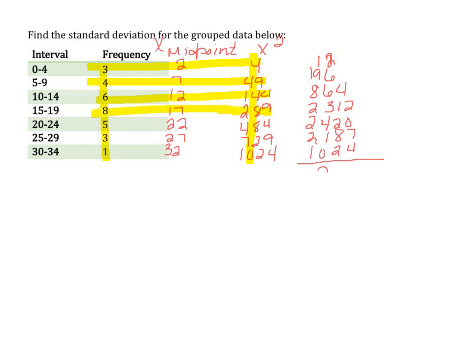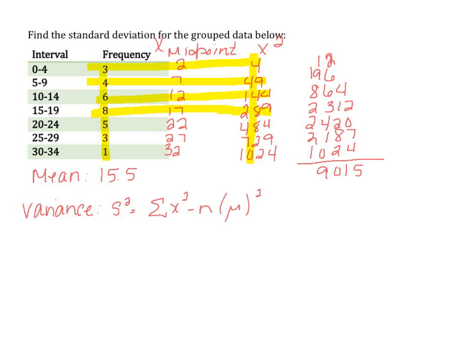And now if we add these numbers up, we get 9,015, and that's the number that we're going to use for the sum of x squared. We also found from the previous chart that the mean was 15.5. So again, to find variance, our formula is s squared equals the sum of our x squareds minus how many numbers we have times the mean squared, all over how many numbers we have minus 1. Remember also we had a total of 30 frequencies, so that will help us here.